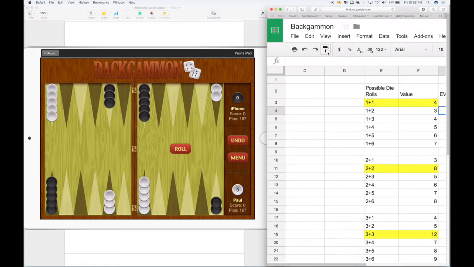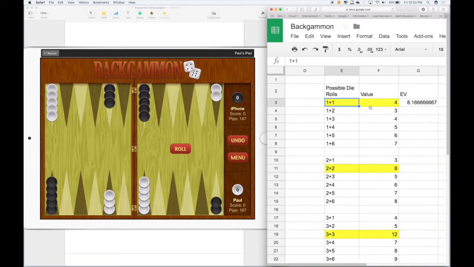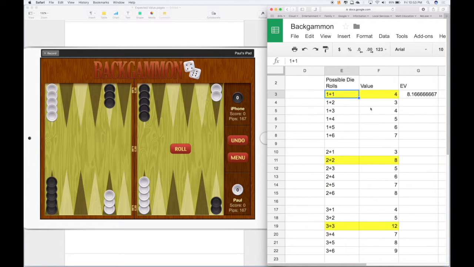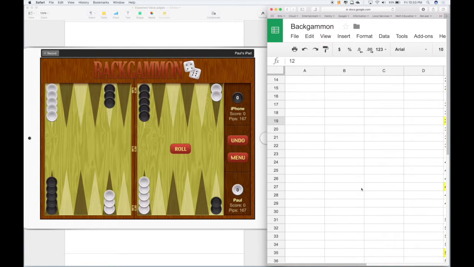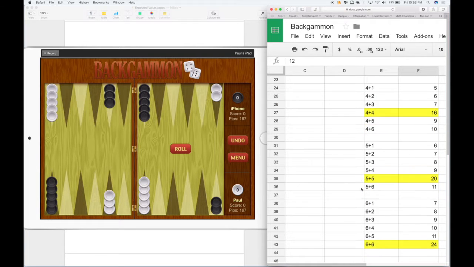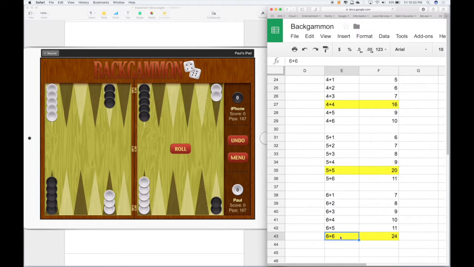That's because if you double your roll, if I get 2 1s, that does not allow me to just move 2 spaces, that allows me to move 4 spaces. If I double my 2s, they're worth twice as much. I can move 8 spaces. If I double my 3s, I can move 12 spaces, all the way down to, if I double my 6s, I can move 24 spaces.